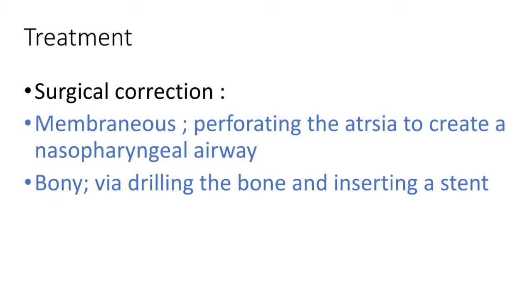How do we treat choanal atresia? Treatment is primarily surgical. If it's a membrane which is causing the obstruction, a surgical procedure is done by perforating the atresia to create a nasopharyngeal airway. And if it's a bone which is causing the obstruction, it's done via drilling the bone and inserting a stent.